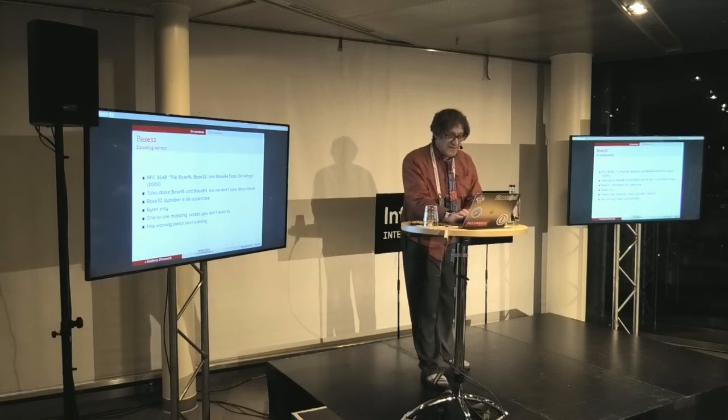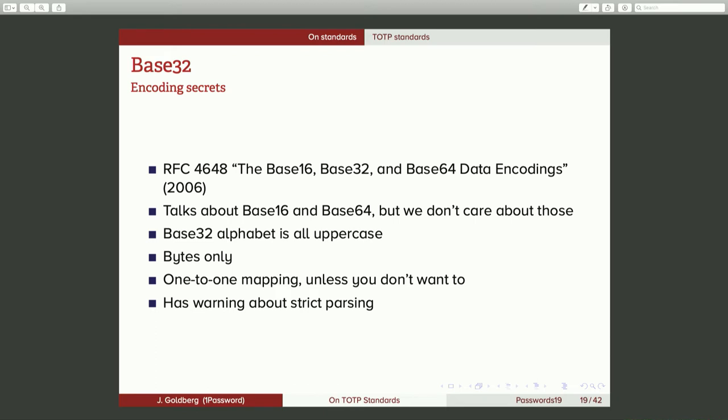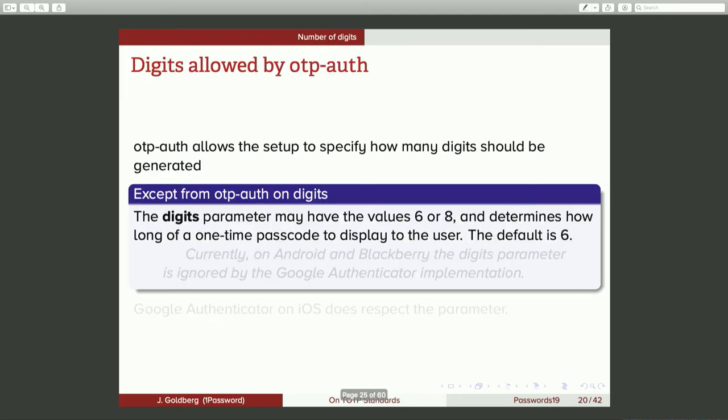Let me just skip to the base 32 RFC, because you'd think that none of the conflict about standards would have to do with different interpretations of base 32. That's like a really simple thing. So base 32 has an alphabet of 32 characters, mostly uppercase letters, some digits. It encodes bytes, and it is supposed to provide a one-to-one mapping. That is, if you've got a set of bytes, it should encode to only one base 32 string, and if you've got a base 32 string, it should decode to only one sequence of bytes. It also has a nice little warning about strict parsing. Okay.